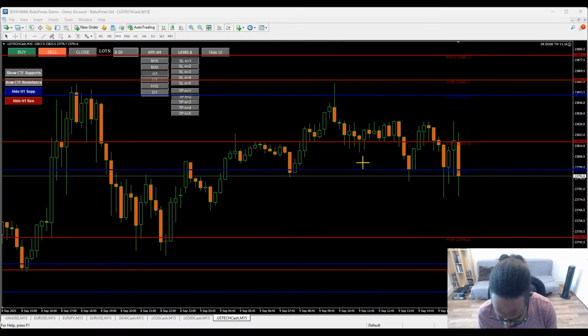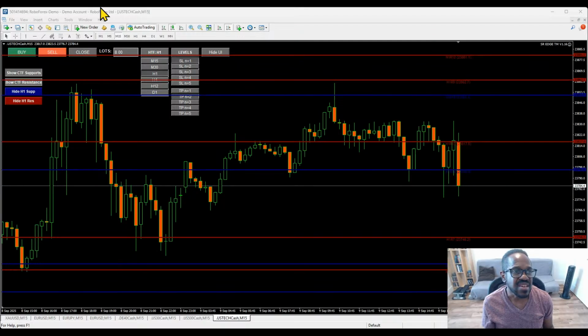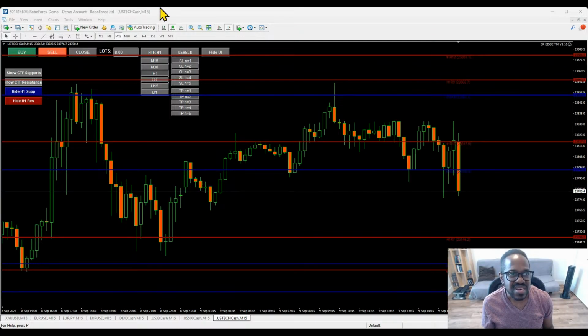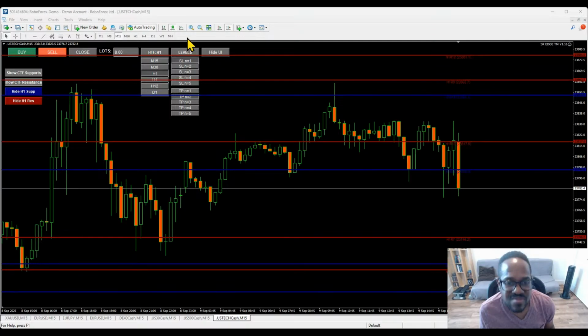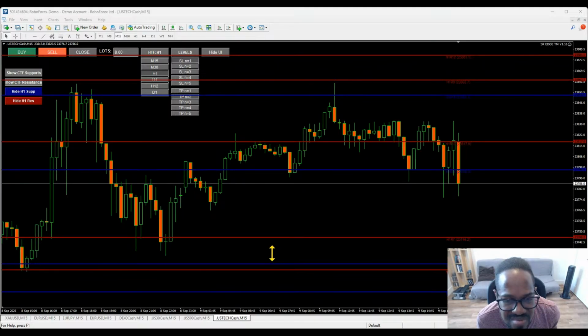Sell US 500 at price 6,500 on the 15 minute time frame, time 9 hours 59 minutes and 14 seconds. So we have NASDAQ for sell. US 500 at price 6,500 on the 15 minute time frame. So we just got a sell setup here on NASDAQ.